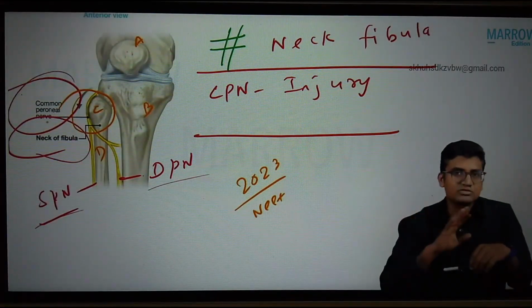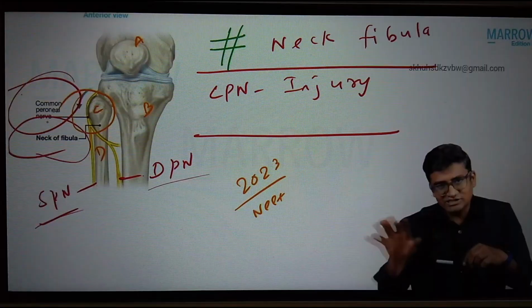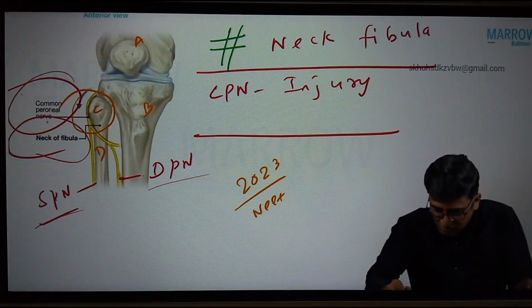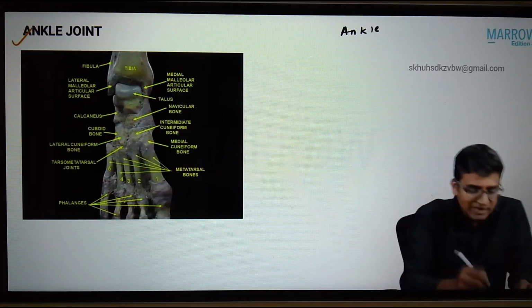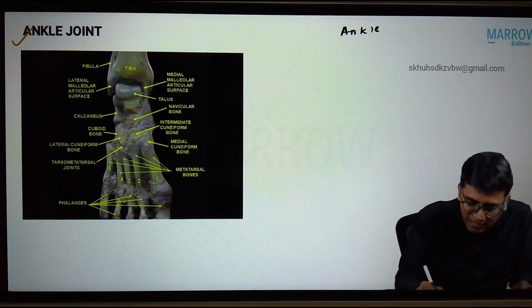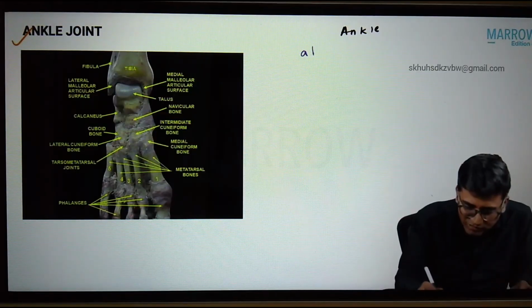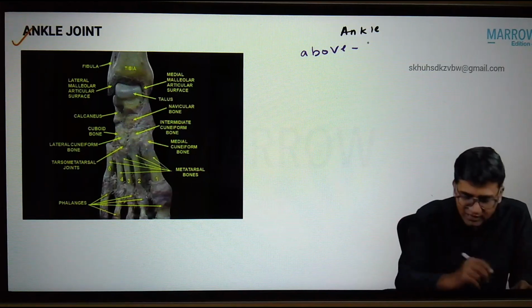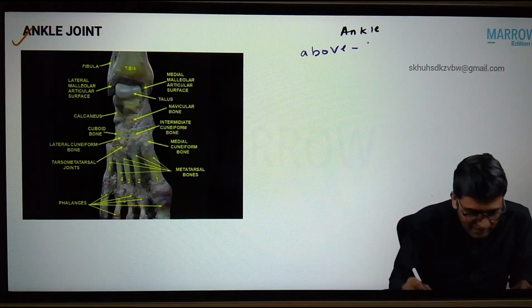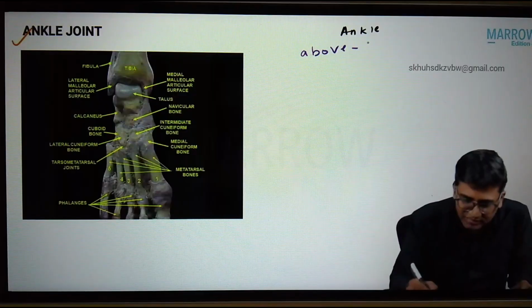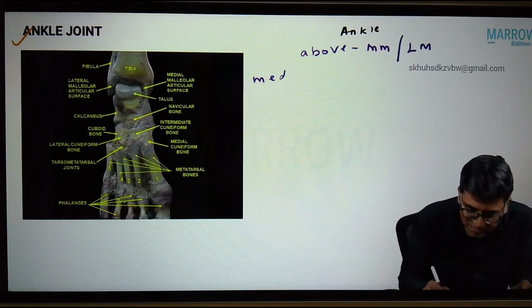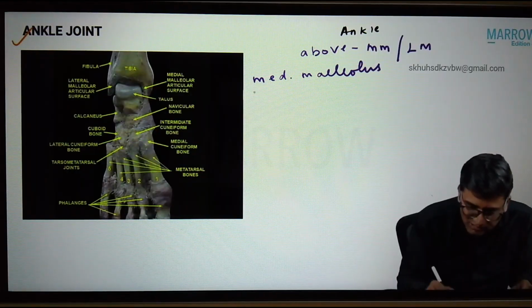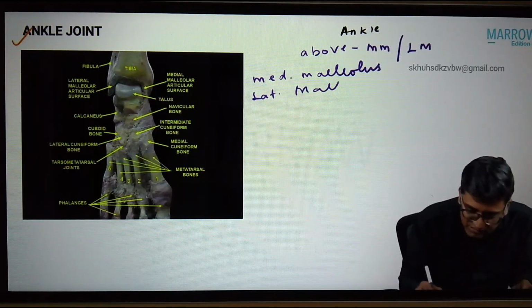So, we know the leg, we know three compartments, we know the muscles, we know the actions, everything. Now, last topic in this module is the ankle joint. Now, who will form the ankle joint? Okay. Now, the ankle joint above is formed by the tibia and its medial malleolus and fibula and lateral malleolus. So, above medial malleolus and lateral malleolus. MM means medial malleolus and L means lateral malleolus.